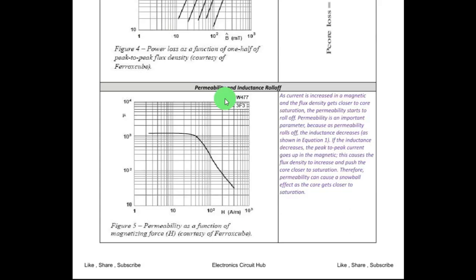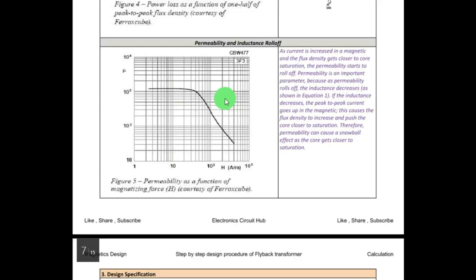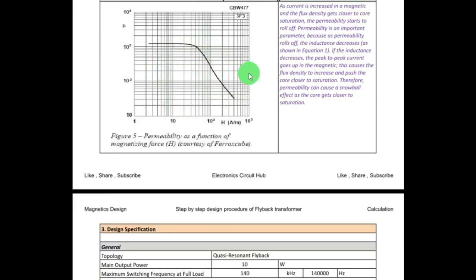Now it is important to understand the permeability and inductance roll off. You can see this kind of plot the manufacturer provides. So let us understand what permeability is and what the inductance roll off is. As current increases in the magnetic, and the flux density gets closer to the core saturation, the permeability starts to roll off. Permeability is an important parameter because as permeability rolls off, the inductance decreases, as shown in the figure here. If the inductance decreases, the peak to peak current goes up in the magnetic.